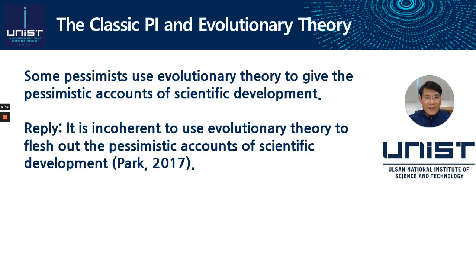Some pessimists use evolutionary theory to give the pessimistic accounts of scientific development. My response to those pessimists is to point out that it is incoherent to use evolutionary theory to flesh out the pessimistic accounts of scientific development. It is wrong to appeal to a scientific theory to argue that scientific theories are false.